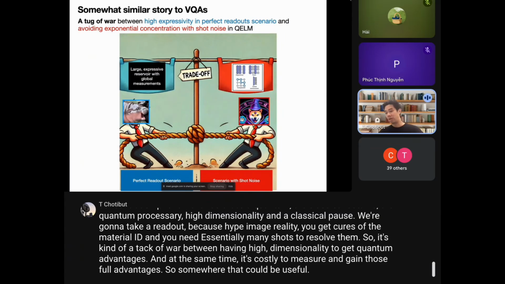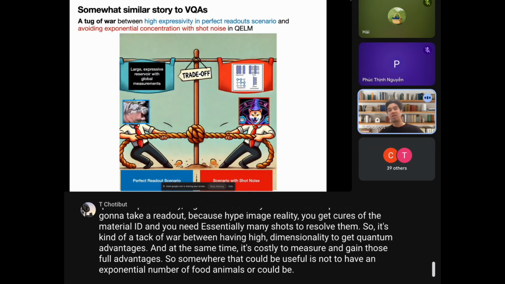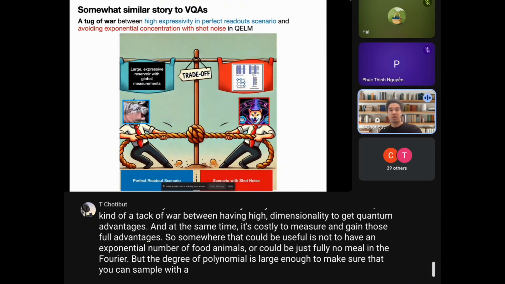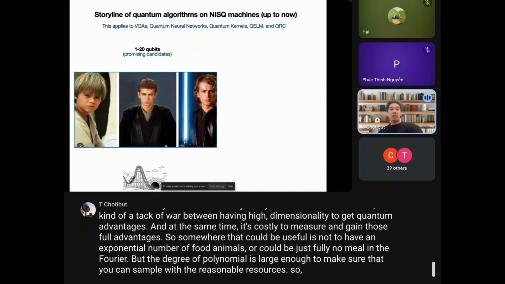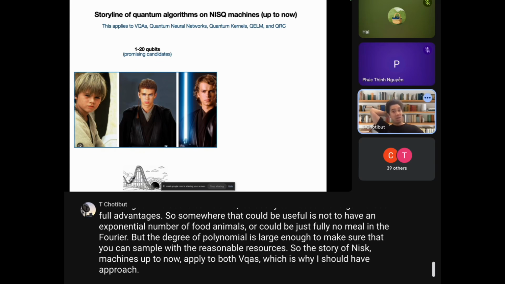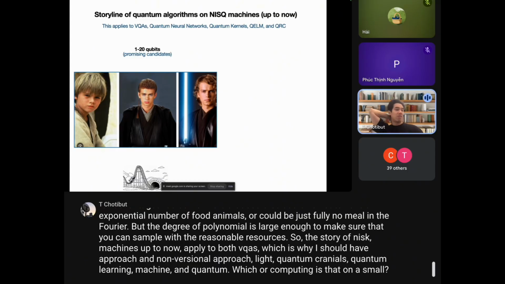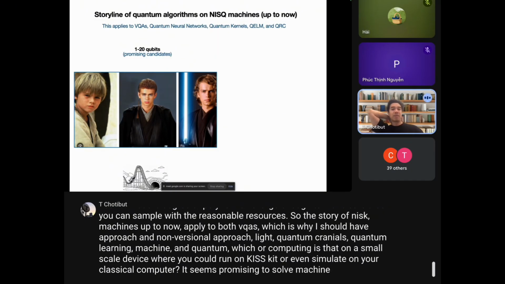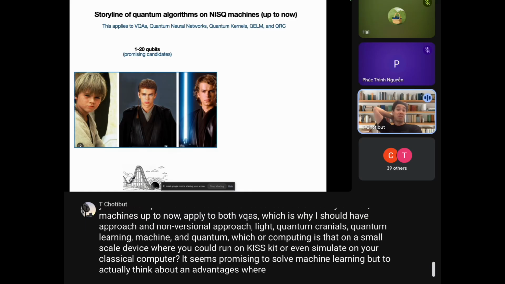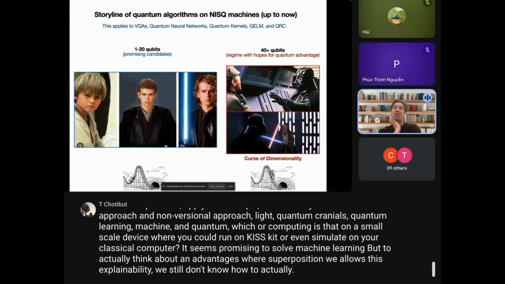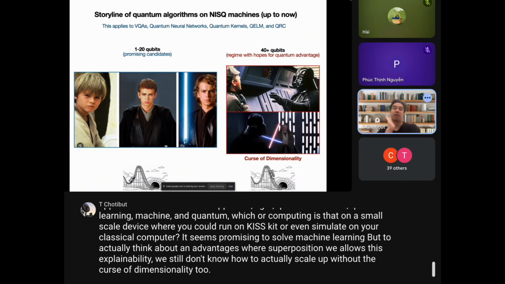So somewhere that could be useful is not to have an exponential number of Fourier modes. It could be polynomial in the Fourier modes, but the degree of the polynomial is large enough to make sure that you can sample with reasonable resources. So the story of NISQ machines up to now applies to both VQAs, which is the variational approach, and non-variational approaches like quantum kernels, quantum machine learning, and quantum reservoir computing, is that on a small scale device, where you could run on Qiskit or even simulate on your classical computer, it seems promising to solve machine learning. But to actually think about quantum advantages, where superposition allows this exponential separability, we still don't know how to scale up without the curse of dimensionality too well in most cases.